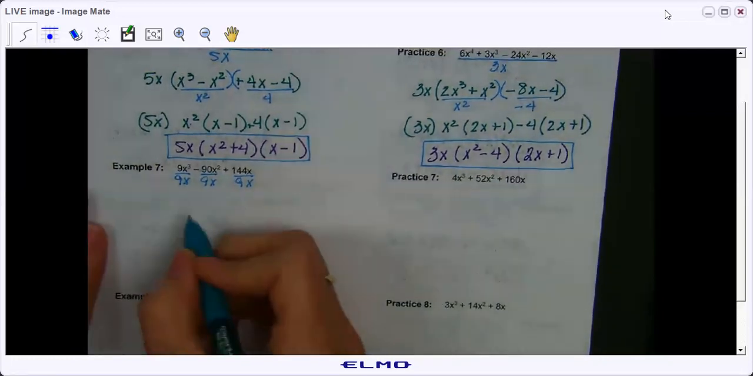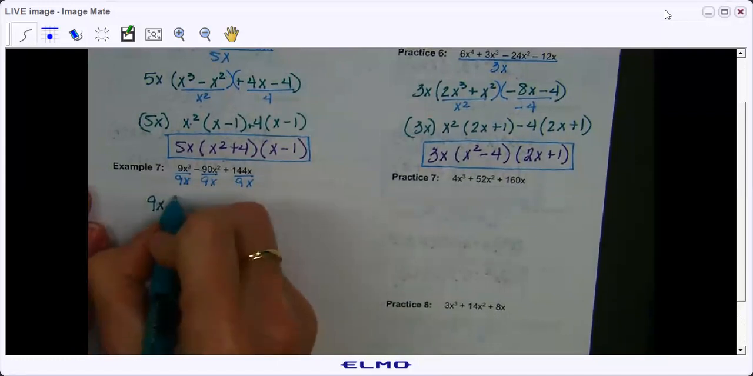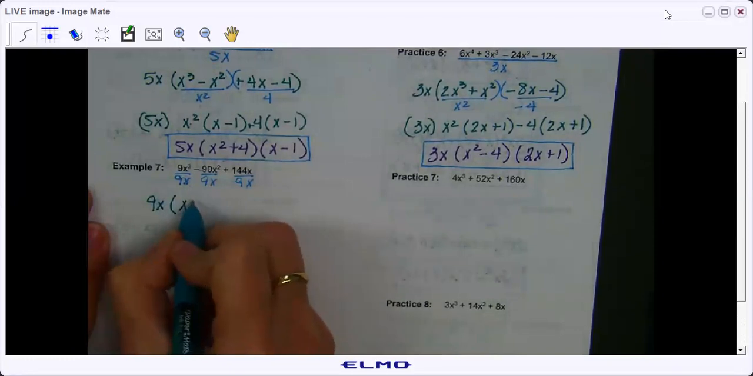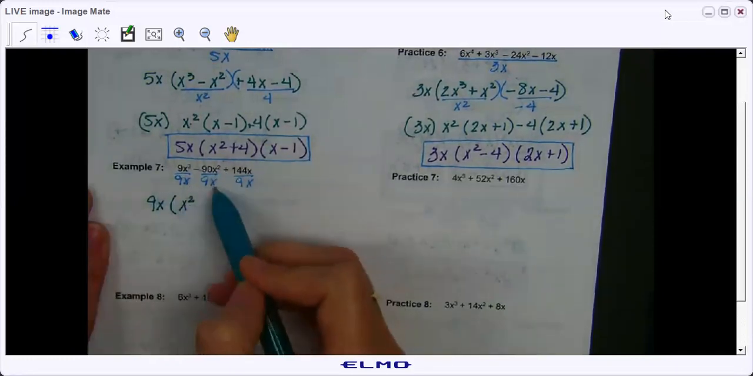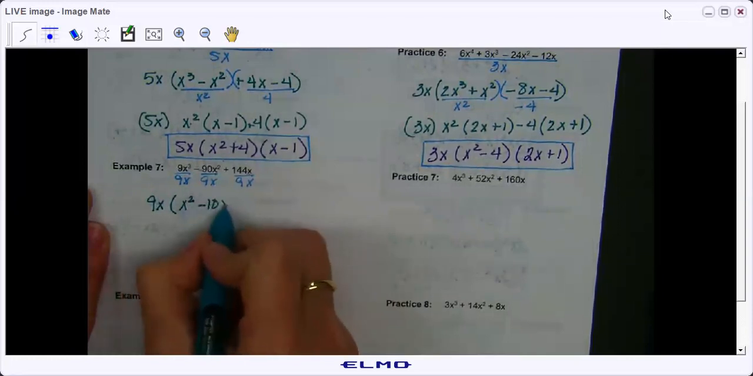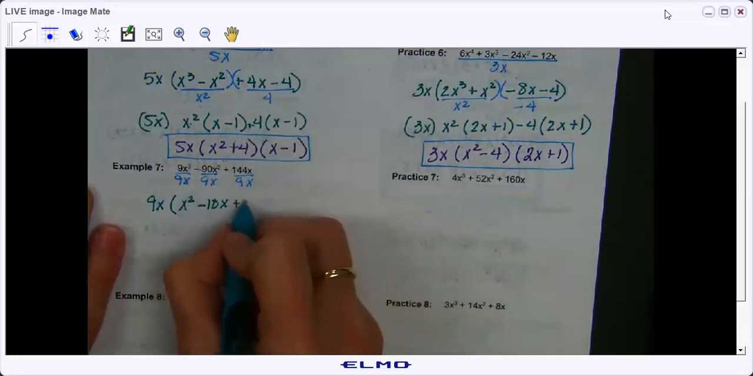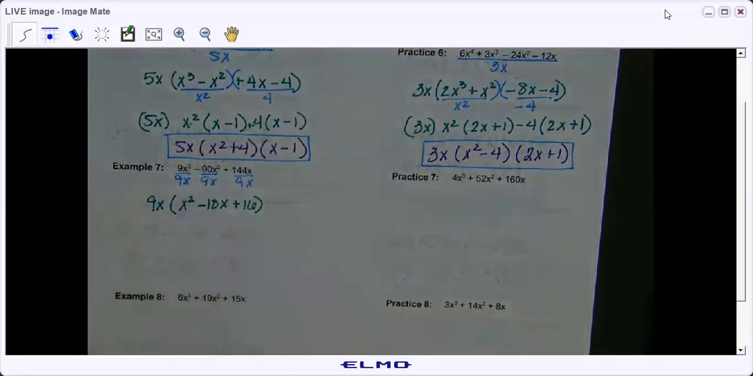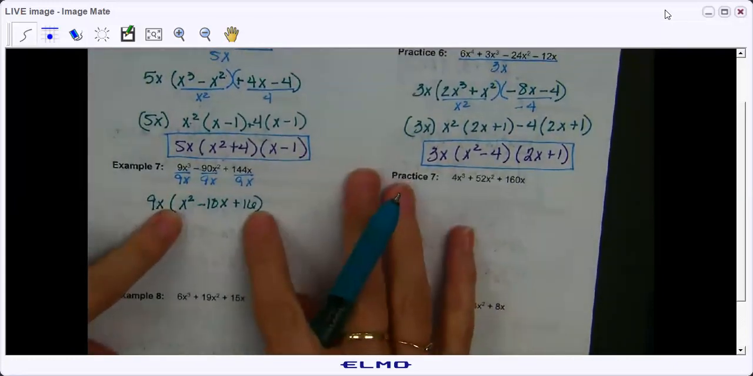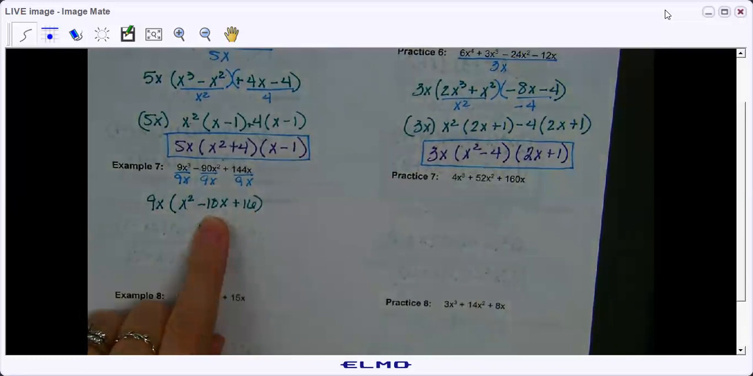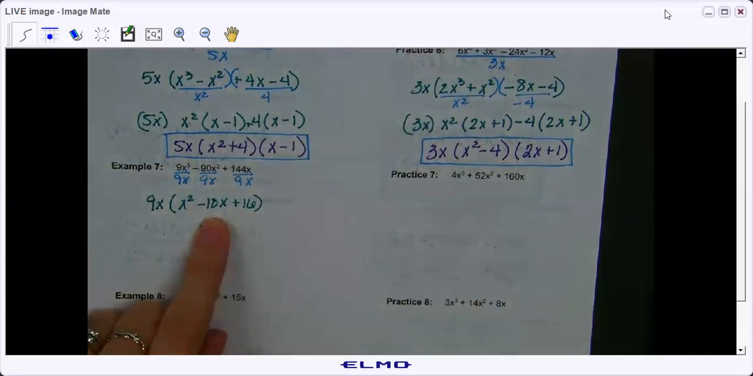And when we factor this out, our GCF goes on the outside of our parentheses. 9x cubed divided by 9x is x squared. Negative 90x squared divided by 9x is a negative 10x. And 144x divided by 9x is a 16. Okay, this is a perfect example of how x squared and 16 are both perfect squares, but the middle term of negative 10 will not fit with that perfect square trinomial situation. So that's why we need to go back and check it.